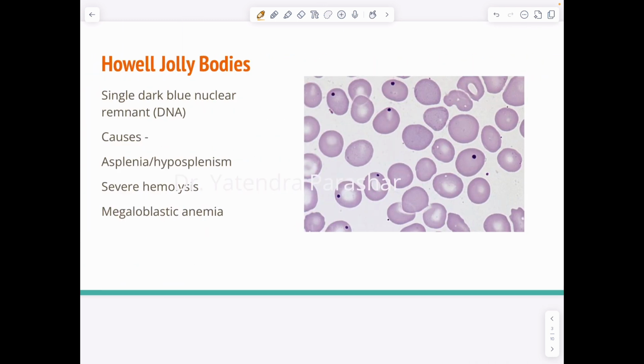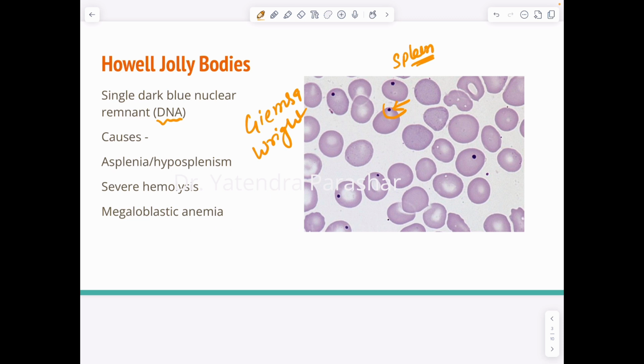Next is Howell-Jolly bodies. Howell-Jolly bodies are small, round, deeply basophilic nuclear remnants made up of DNA and seen within the red blood cells, and these can be stained with the Giemsa or Wright stain. These are located eccentrically and are usually eaten up by the spleen.